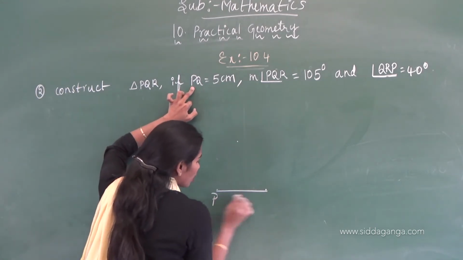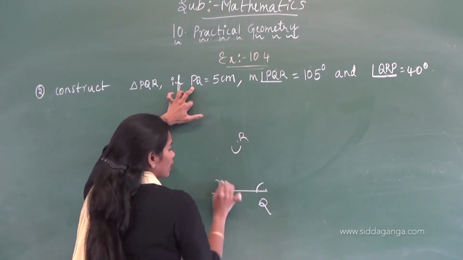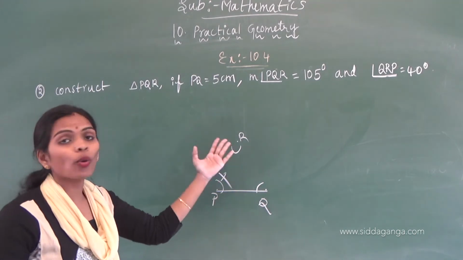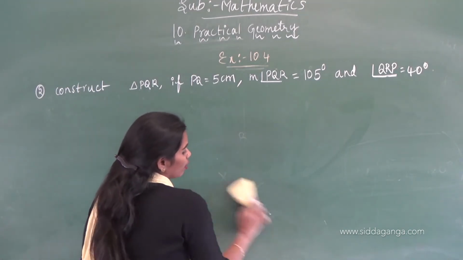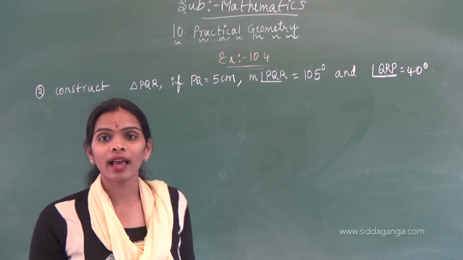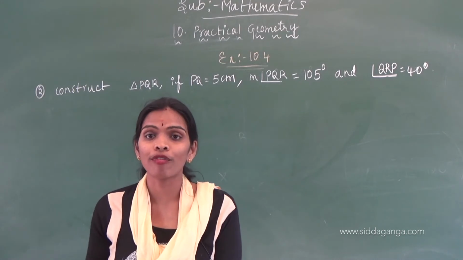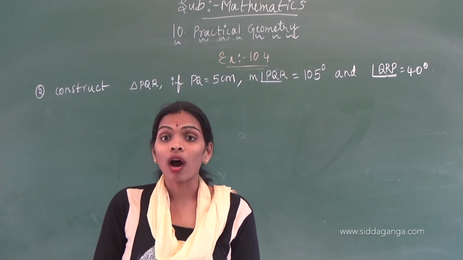PQ is drawn, the measure here they are giving, and here we don't know. We can't construct because we don't know the QR length. Correct? For that, first we construct a rough diagram. After that, by using angle sum property, we have to find the third angle, that means P, and then we construct triangle PQR.